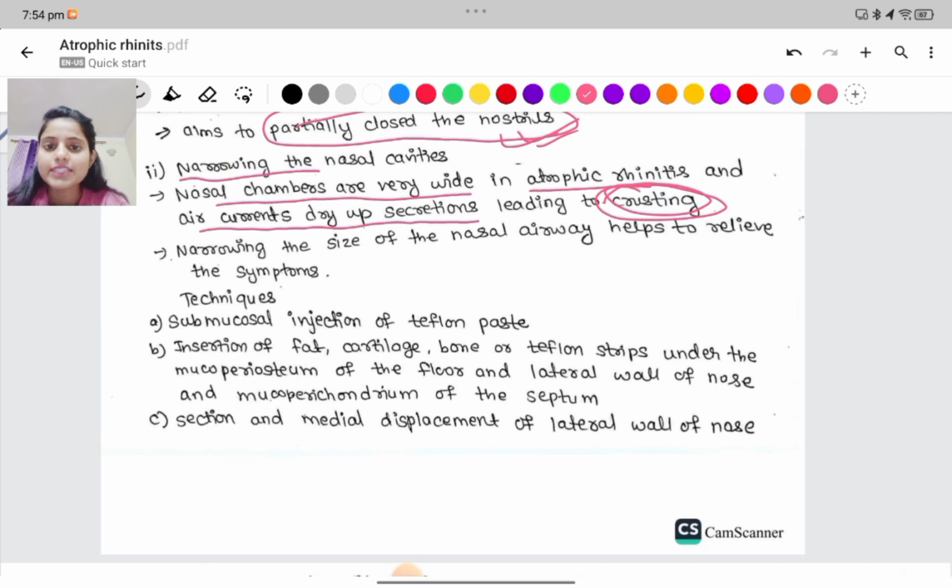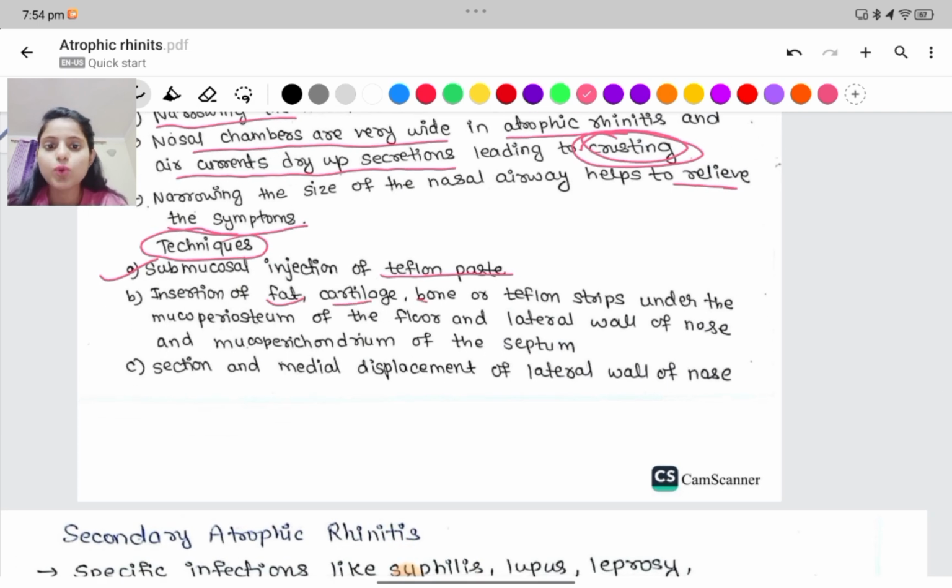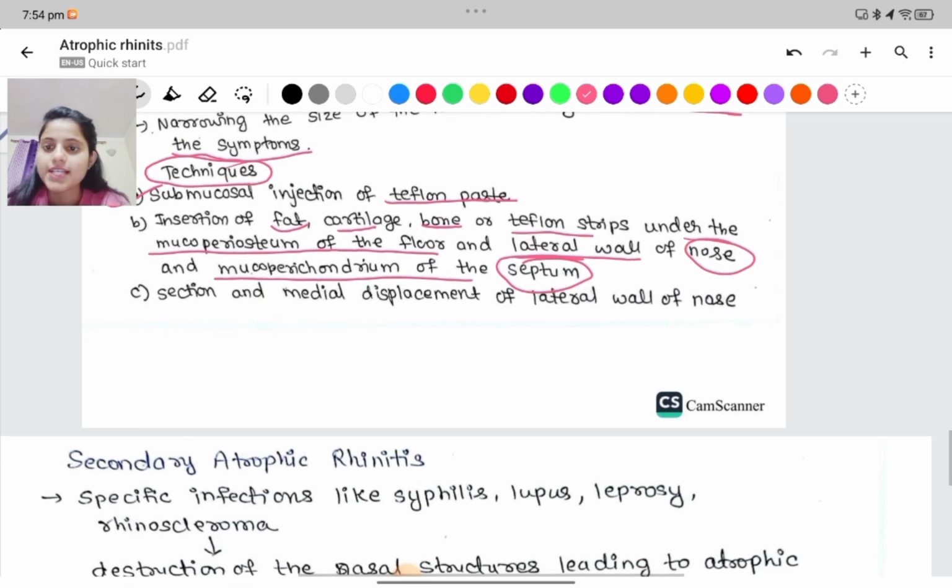So narrowing the size of the nasal cavity helps to relieve the symptoms, and the techniques used for narrowing the nasal cavities are the submucosal injection of Teflon paste. We can insert fat, cartilage, bone or Teflon strips under the mucoperiosteum of the floor and lateral wall of the nose and mucoperichondrium of the septum. Section and medial displacement of the lateral wall of the nose.